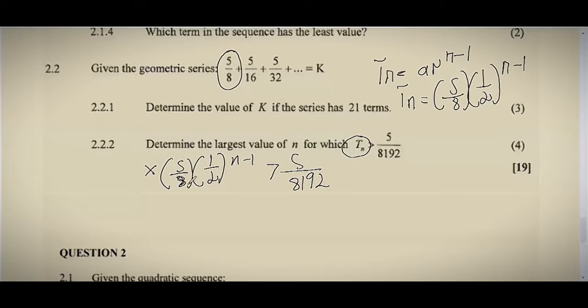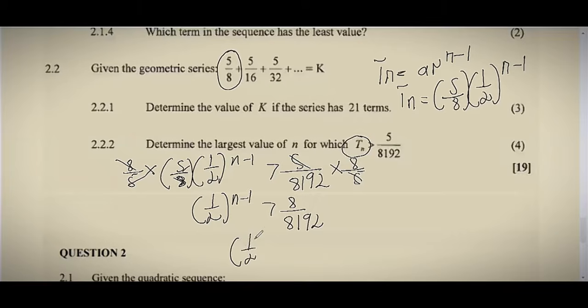So what you need to do with this one is get rid of the 5 over 8 by multiplying with its reciprocal. So we have 8 over 5. But what you do on the left-hand side, you also have to do on the right-hand side. Right, so this will cancel off this, and then we'll be left with 1 over 2 to the exponent of n minus 1, then greater than. So if this one cancels, we have 8 over 8192, right? Then we can further punch this in a calculator. If you punch that in your calculator, that will give you 1 over 1024, right?